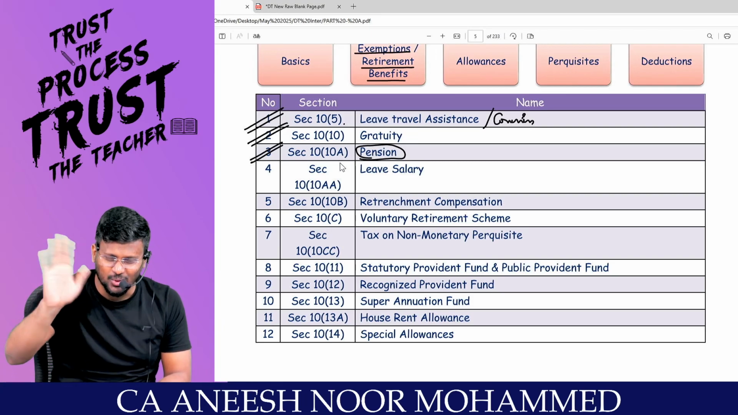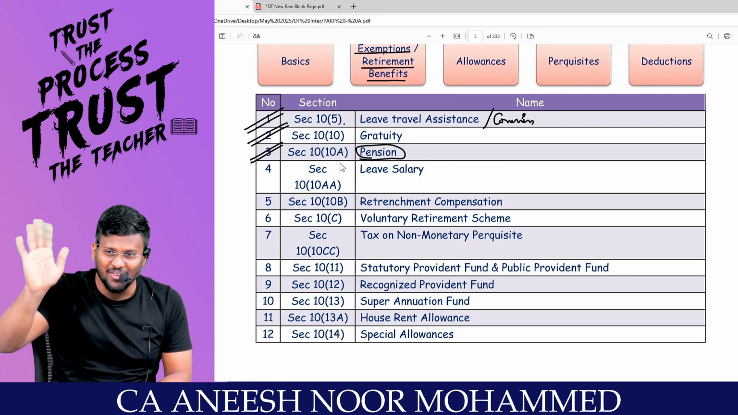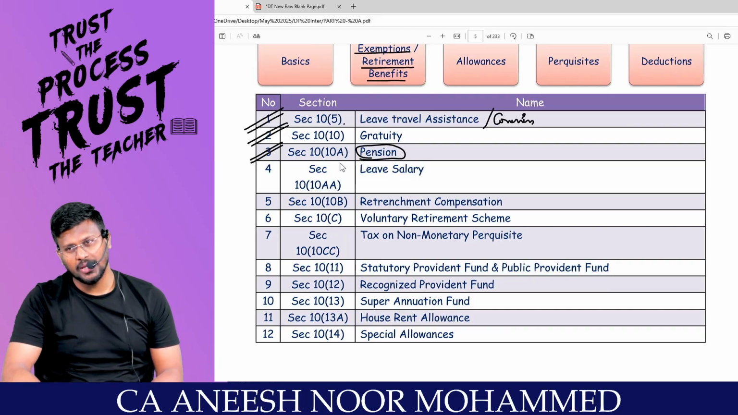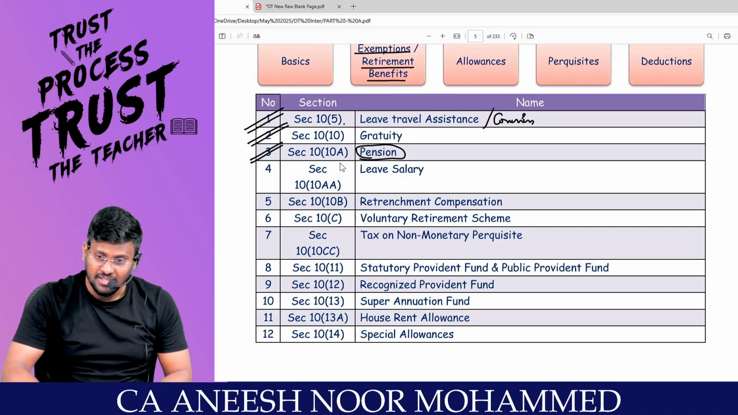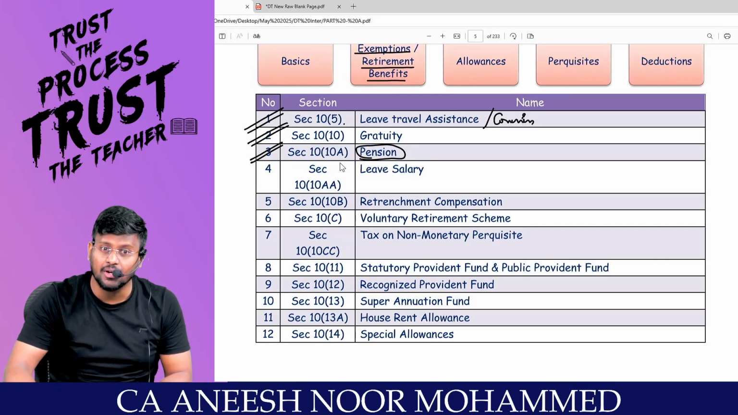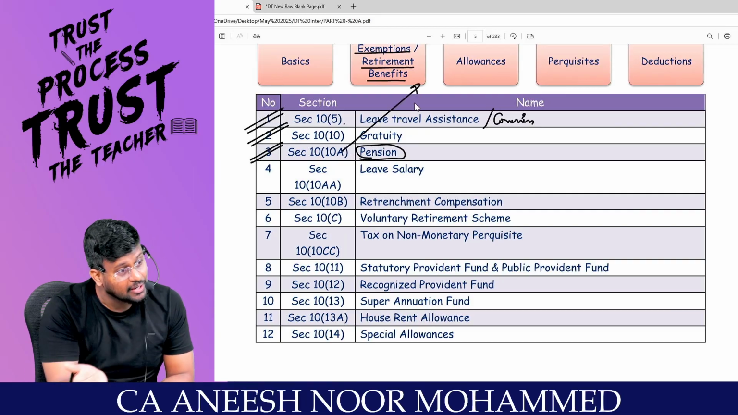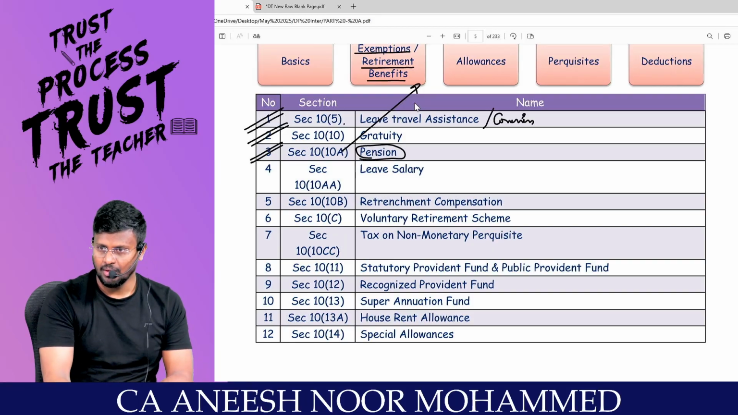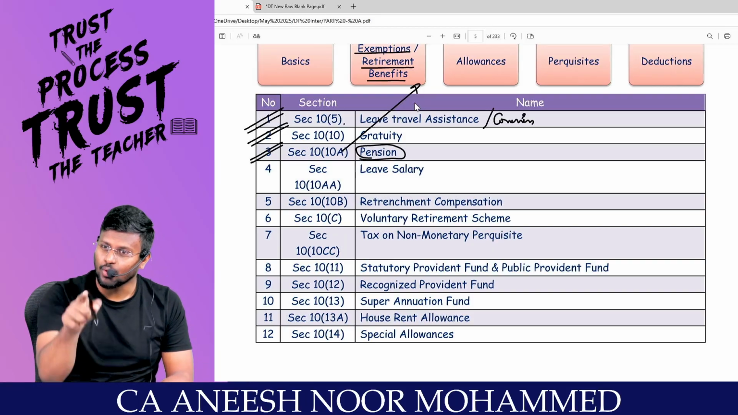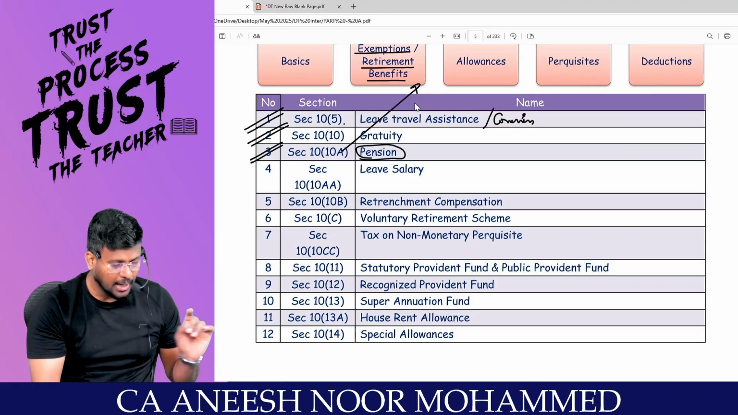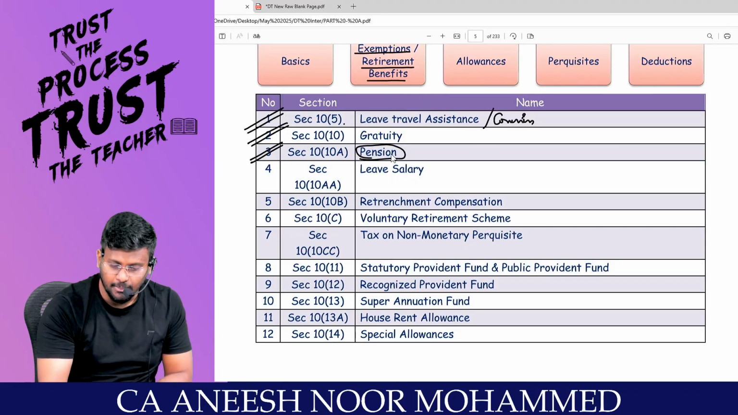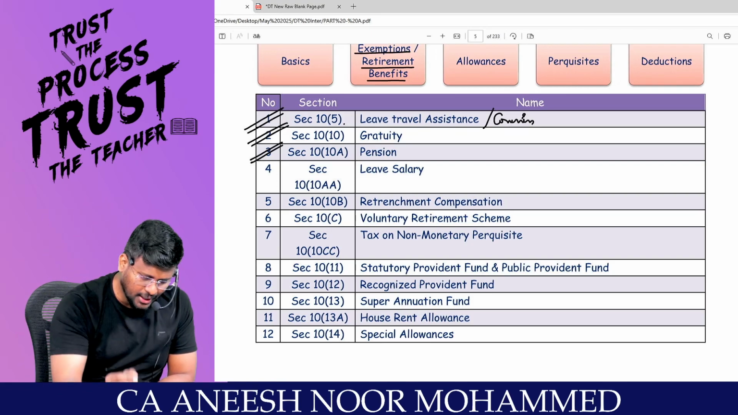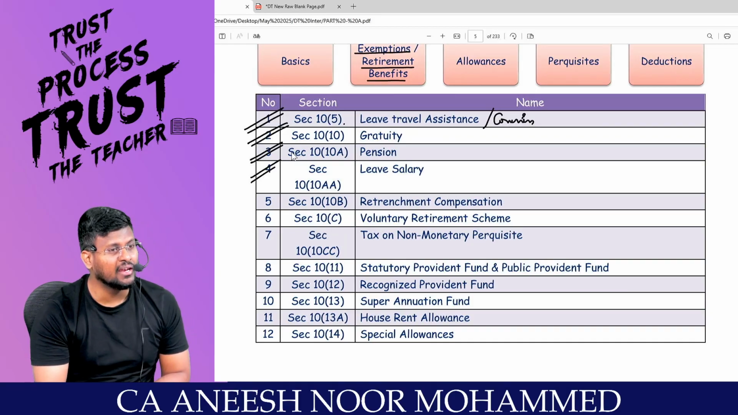Go for a tour, man. Show some style and go for a tour. 10(5). Sir, what is 10(5)? Leave travel concession and leave travel assistance. What is 10(10)? Gratuity. What is 10(10A)? Pension. Sir, will pension be received before retirement or after retirement? A stands for after retirement. 10(10A). Sir, at the time of doing work, you won't have any pension. If you get pension, it is fully taxable. For that, sir, this provision will not be applicable. So this will be applicable only at the time of retirement. That's what 10(10A) is.